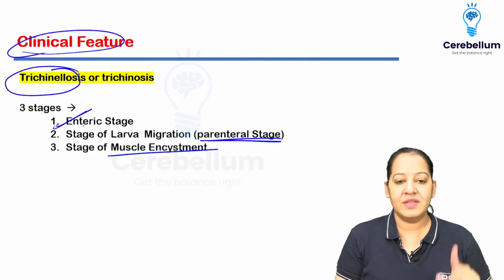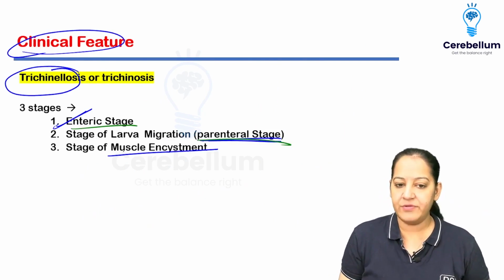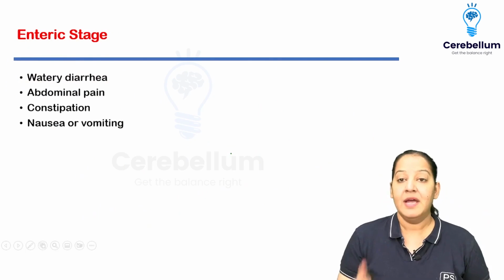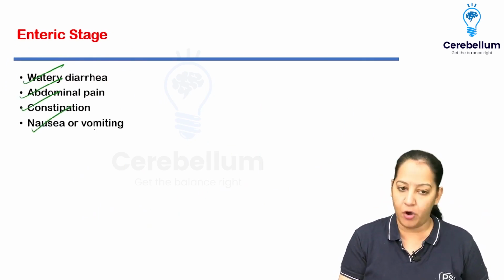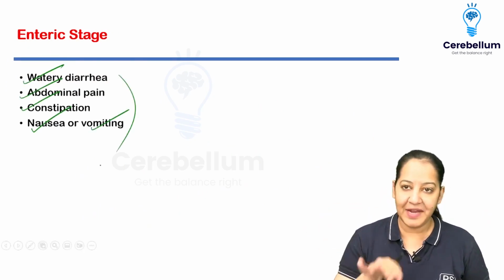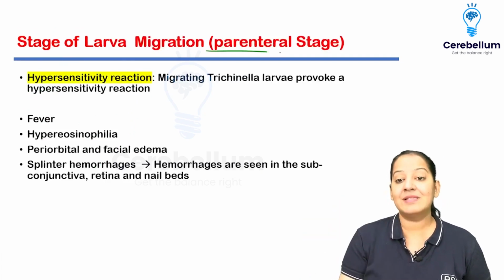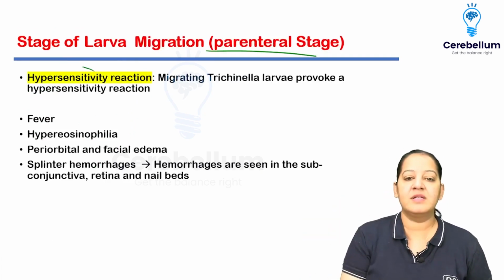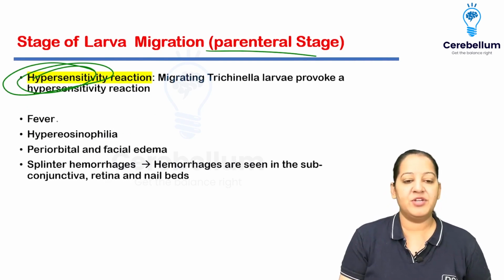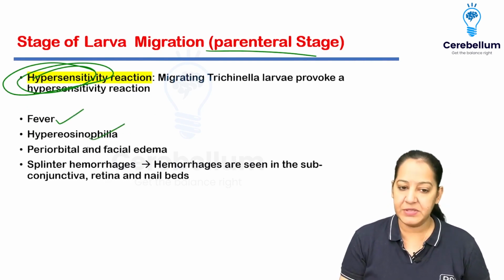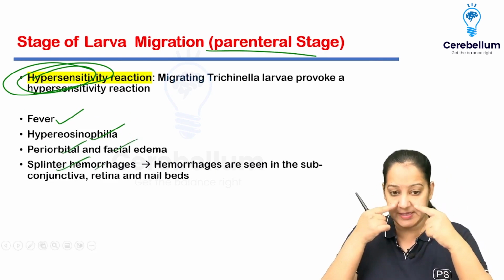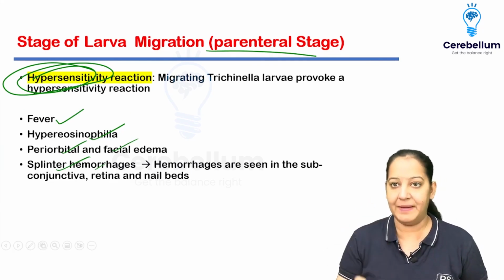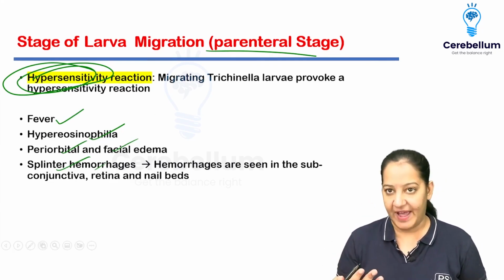You got it? In the enteric stage, the patient has diarrhea, abdominal pain, constipation, nausea, vomiting related to the intestine. In the parenteral stage, when it is present in the blood, there is a hypersensitivity reaction. The patient can have fever, eosinophilia, periorbital and facial edema, and splinter hemorrhages inside the conjunctiva, retina, and nail beds. So that is due to the hypersensitivity reaction.